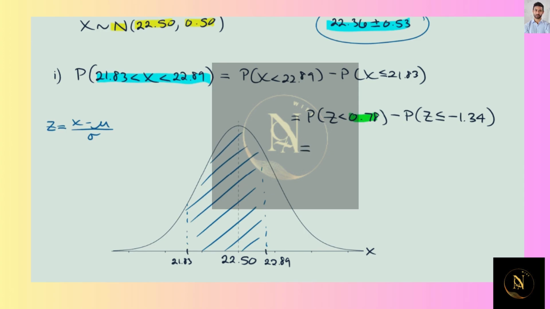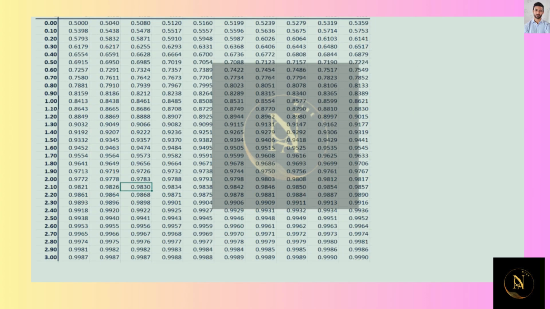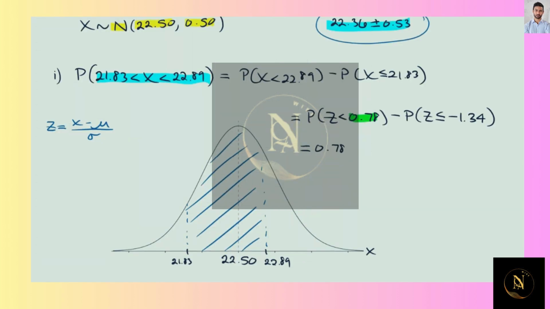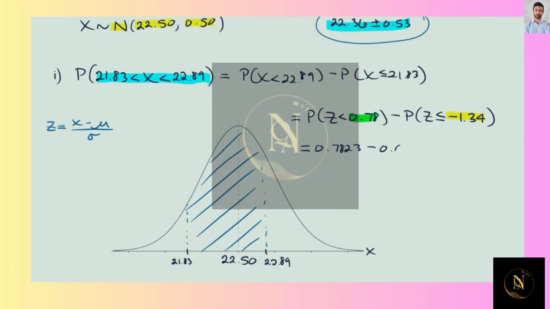Now let's look up z equals 0.78 in the table. That corresponds to a cumulative probability of 0.7823. And we look up z equals minus 1.34 in the table. And we get 0.0901. This comes out to a probability of 0.6922.